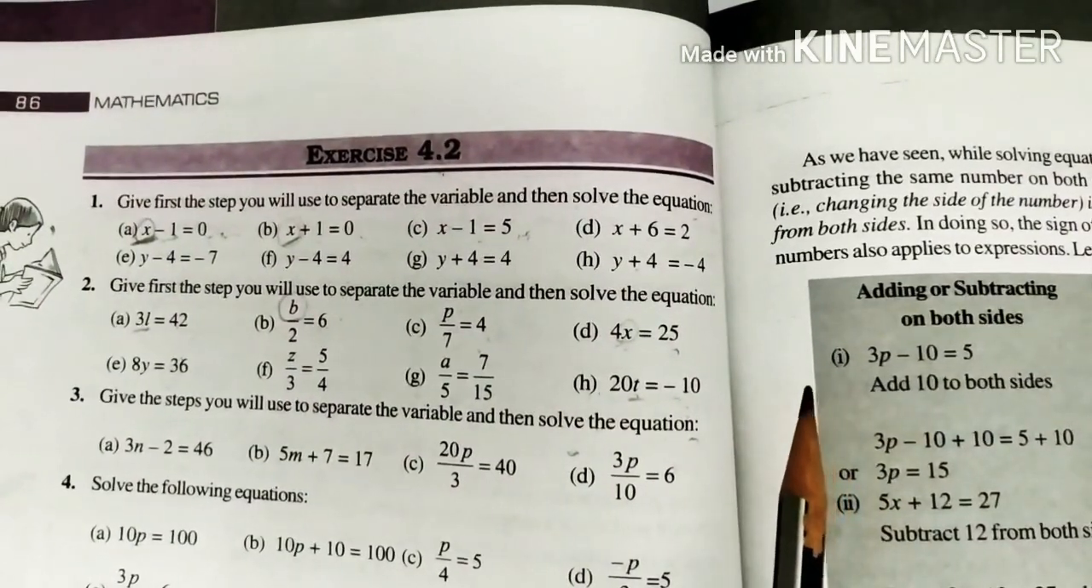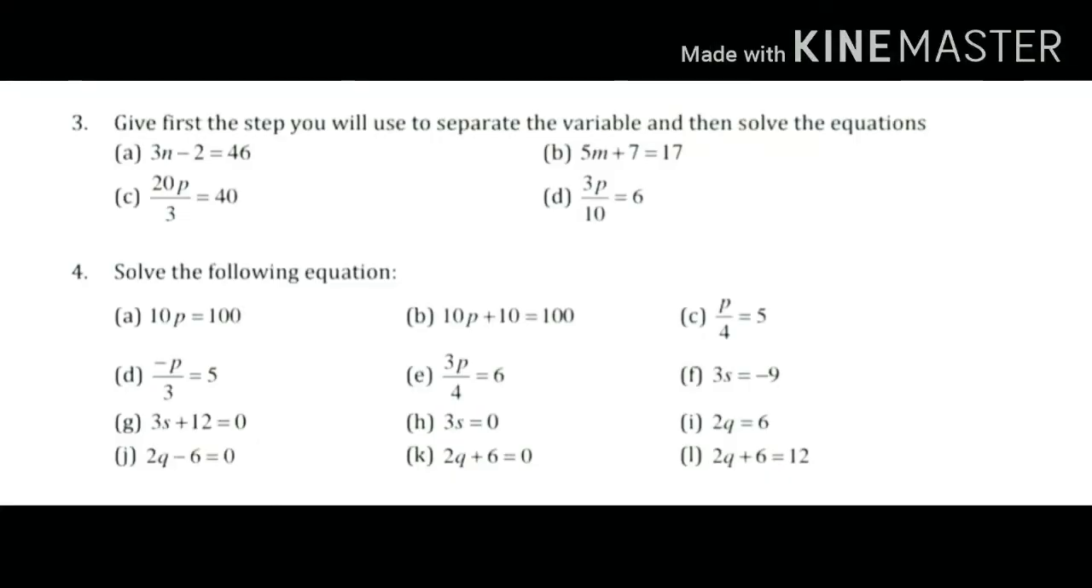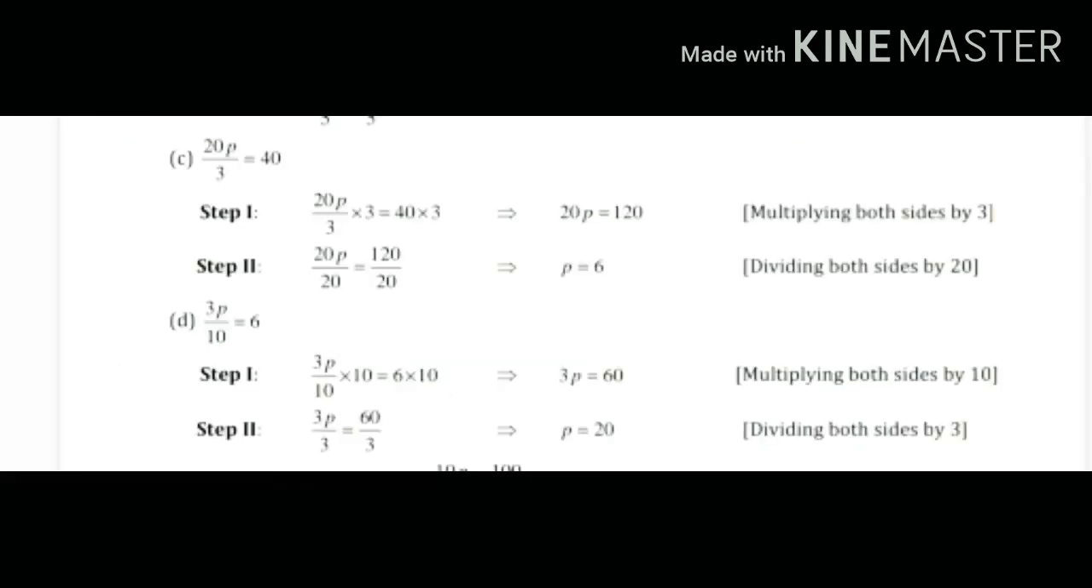Now let's see the third part. The third equation, the C part says 20p by 3 is equal to 40. So here is the solution. You have to firstly specify the steps. The first step is to multiply 3 both the sides, right? So you have to write it as multiplying 3 both the sides, and then the next step will be to divide 20 both the sides, right?